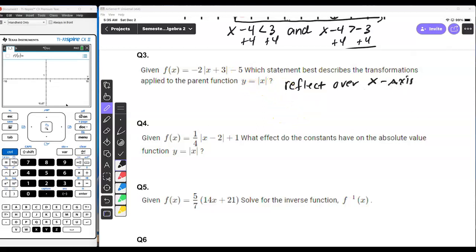The minus 5 is going to shift the graph down 5 units. And that plus 3, remember, this is the only one that you have to remember, that if it's plus 3, it's not going to go to the right, it's going to go the opposite way, it's going to shift left.